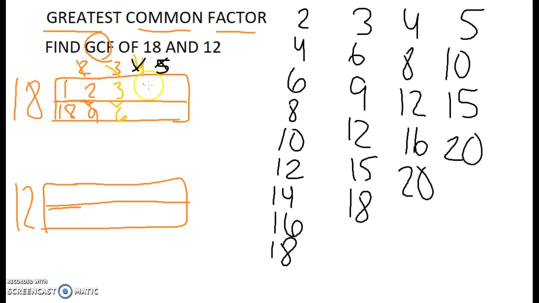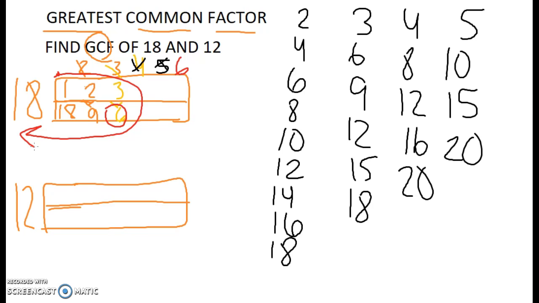The next number I want to try, 1, 2, 3, 4, 5, would be 6. But if I look inside of my factor box, I know that 6 is already a factor. Since 6 is already in the box, that means I'm done. I've found all the factors for 18. I want to go ahead and draw my arrow. So above the 1, I'll put a dot, draw an arrow. Now I'm going to move down to my next box of 12.